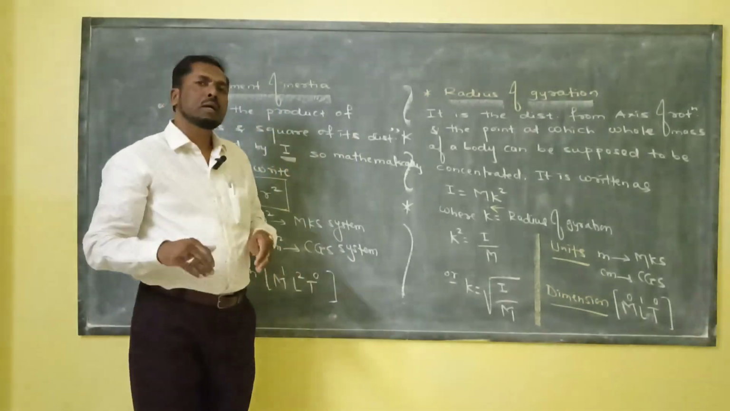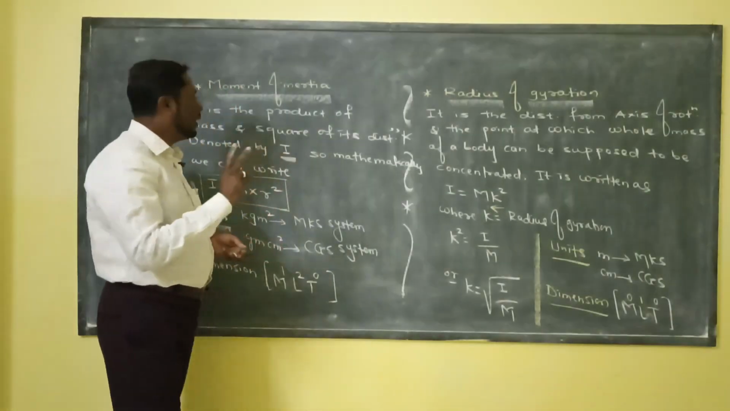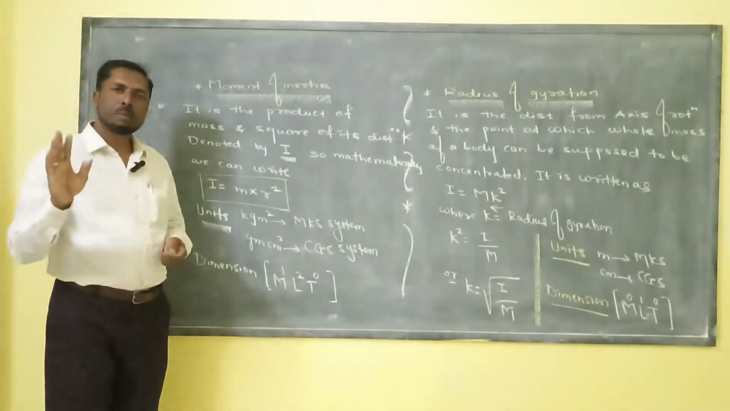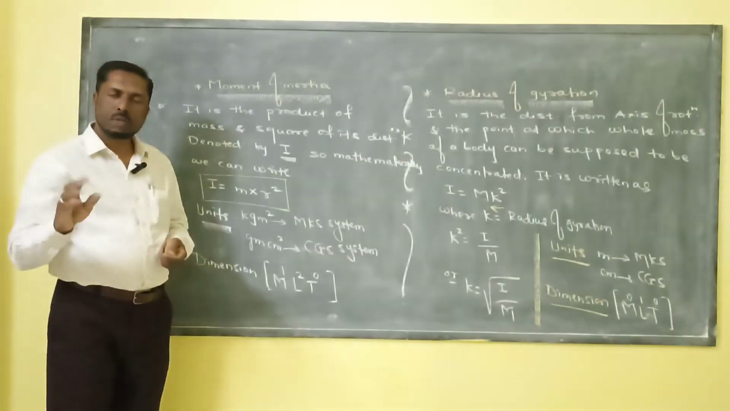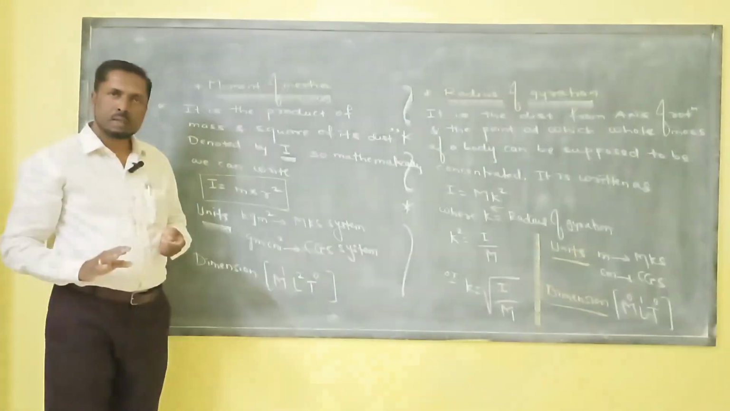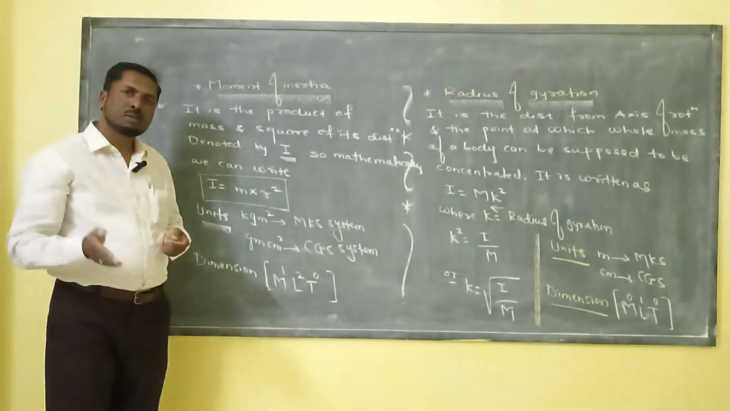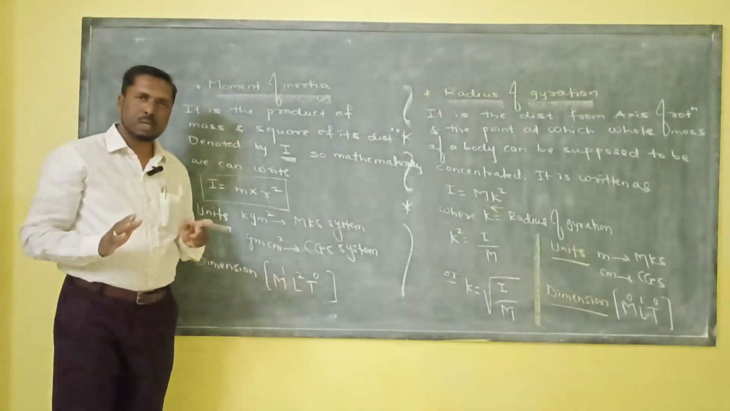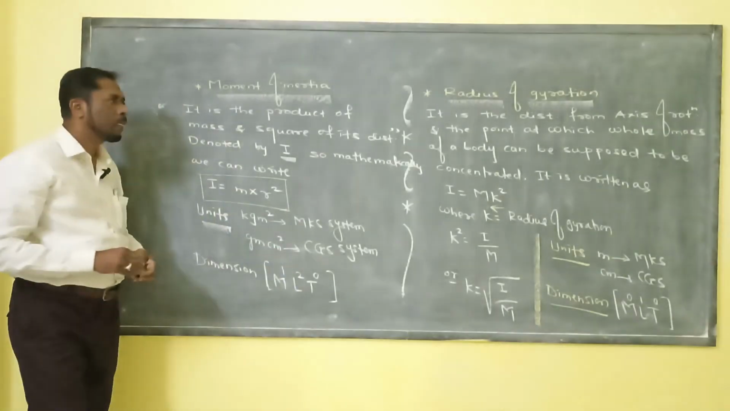Once again, I am reminding you that if it is asked for 2 marks, the question will be: define moment of inertia and radius of gyration. For 1 mark, it will be what is moment of inertia, or what is radius of gyration. Sometimes, what are their units and dimensions? So watch it first.